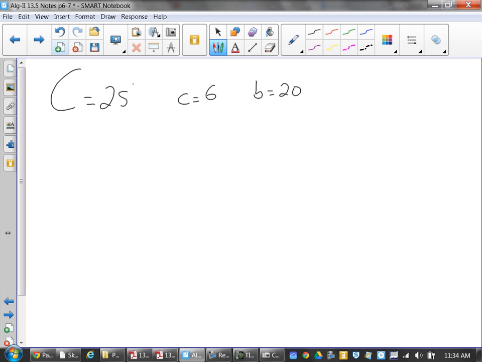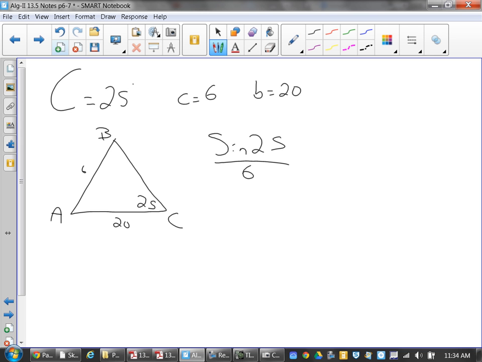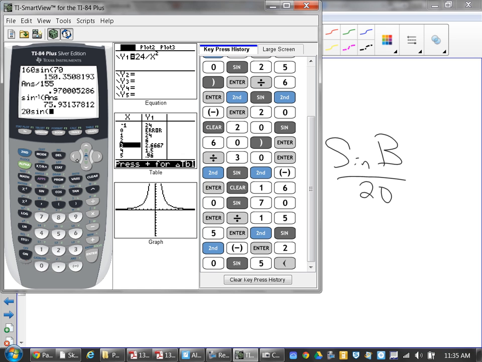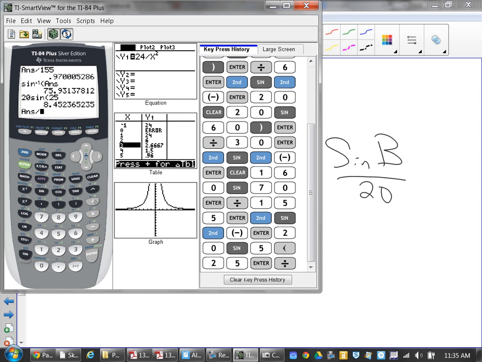Yes, and I want to walk you through here. So what's your first step to doing this? Draw it out. All right, so we draw it out. So we have 25, 6, and 20. Which angle is this forcing you to try to find first? Trying to make you find B. So sine 25 is to 6, as sine of B is to 20. So you just get 20 times sine 25, divided by 6.